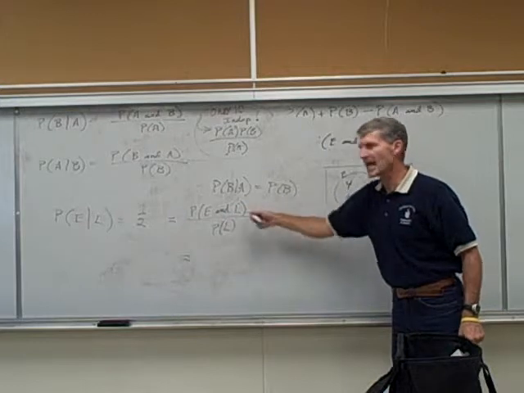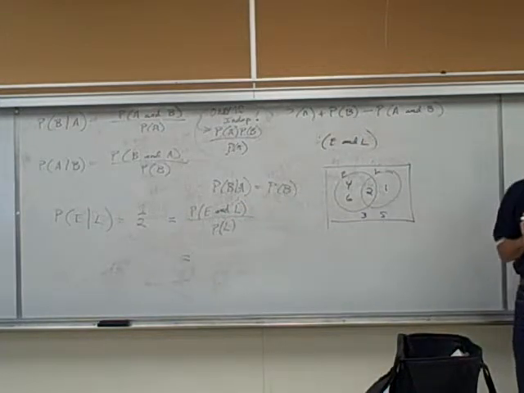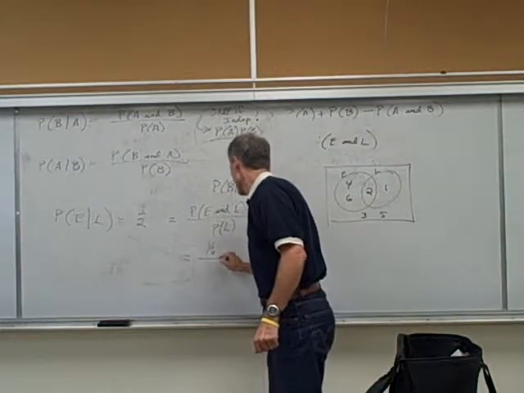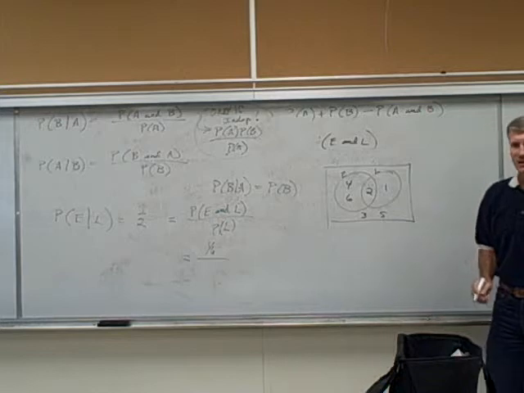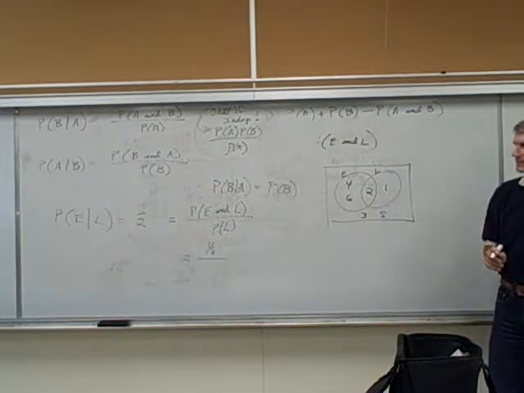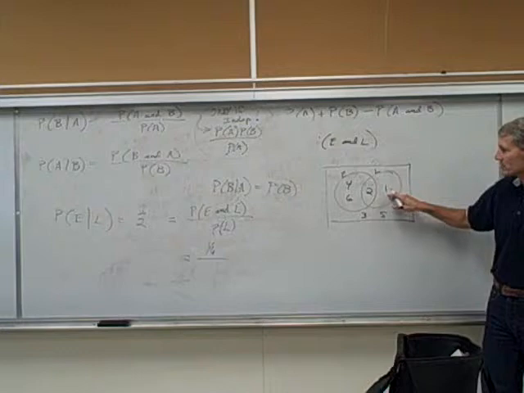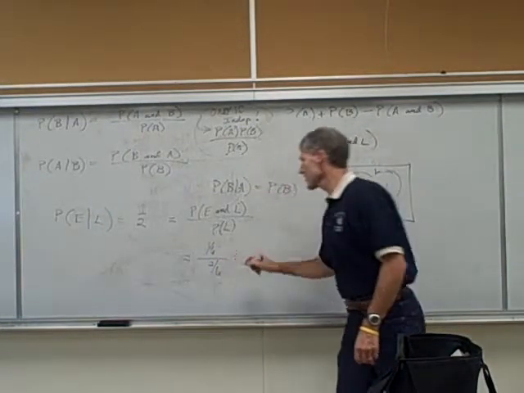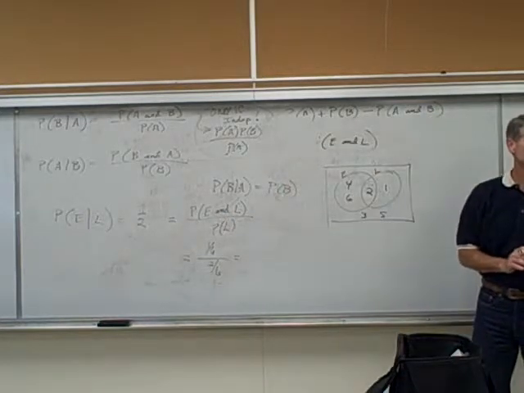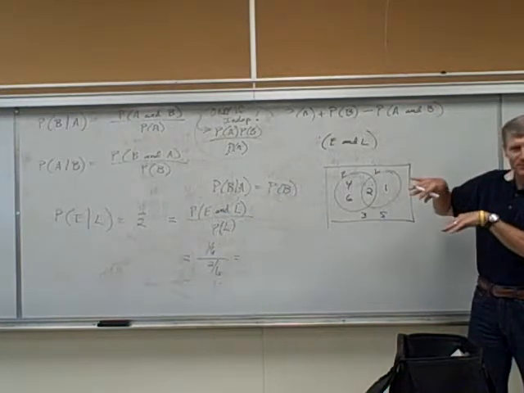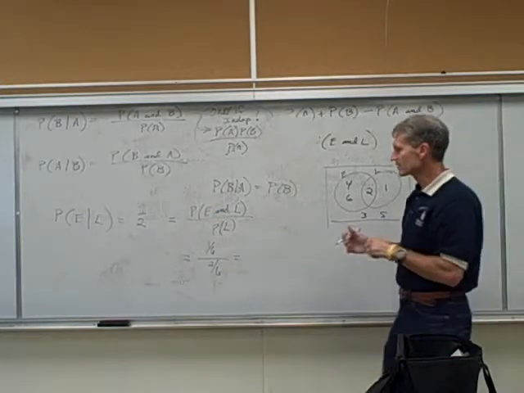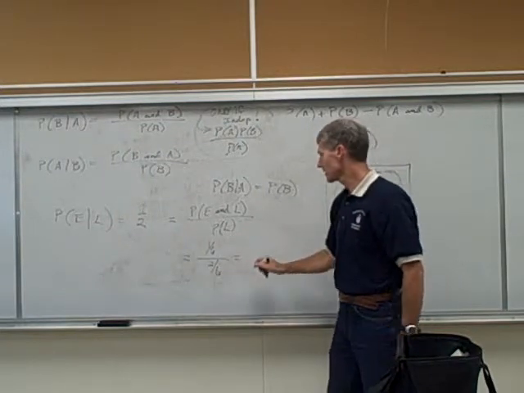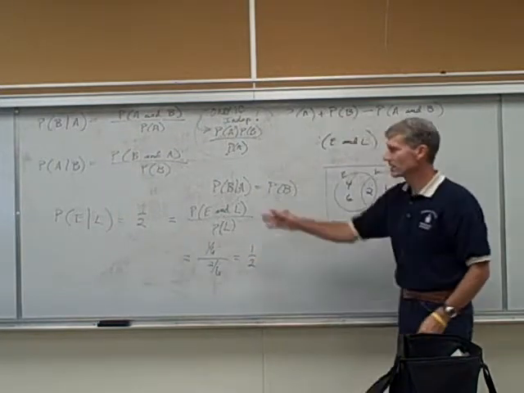What's the probability of E and L both occurring at the same time? 1 out of 6. What's the probability of L happening? 2 out of 6. There's 2 numbers in the L circle, so it's 2 out of 6. How do you divide fractions? You invert and multiply, right? So I take 2 6, I flip it upside down, I get 6 over 2. The 6's cancel. I'm left with 1 over 2. The number that we thought we ought to get.